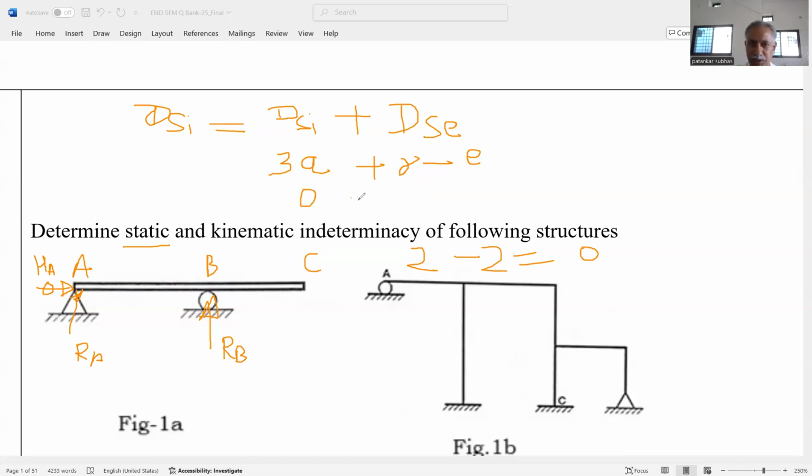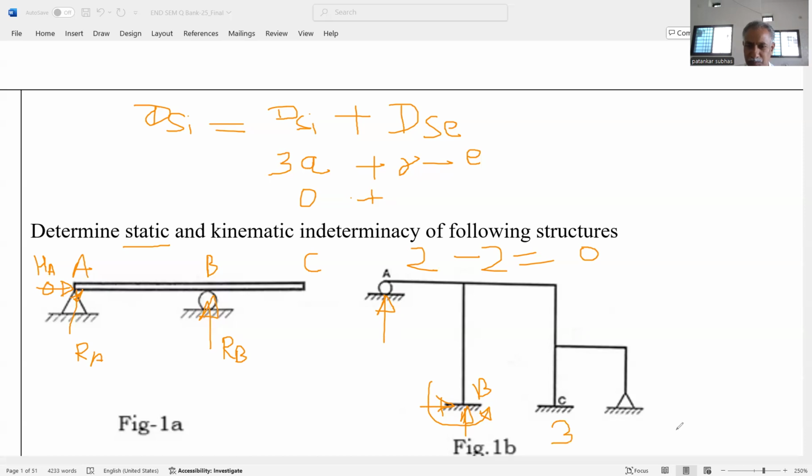And the reaction component in this case is here; a roller is there. That's why there is only one reaction. At support B, here, this is the support B, we can say that there are three reactions: one is vertical, second is horizontal, and third is moment. That's why for the fixed end, there are three components.